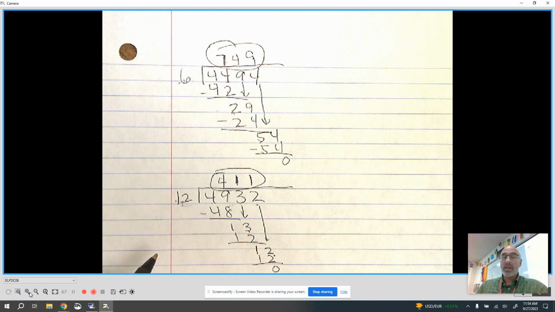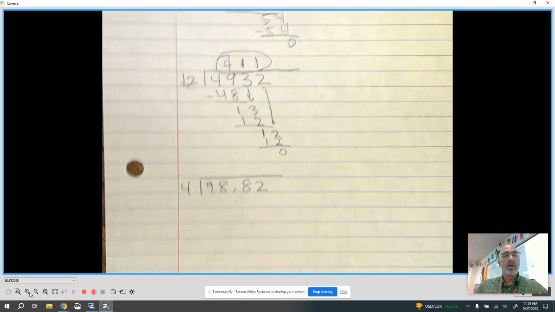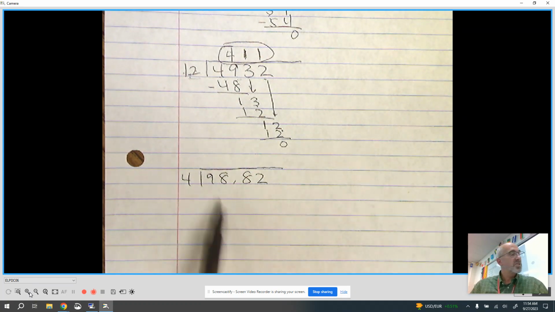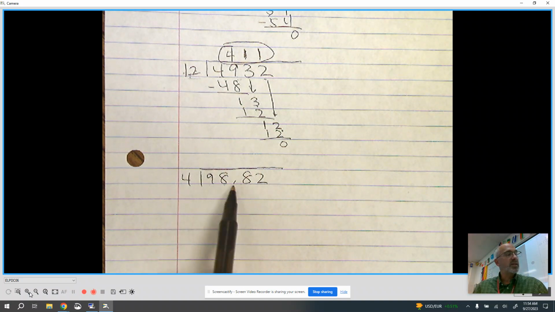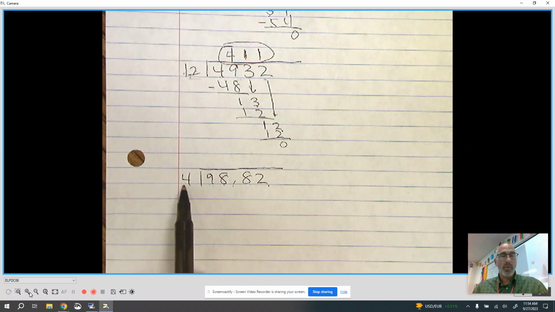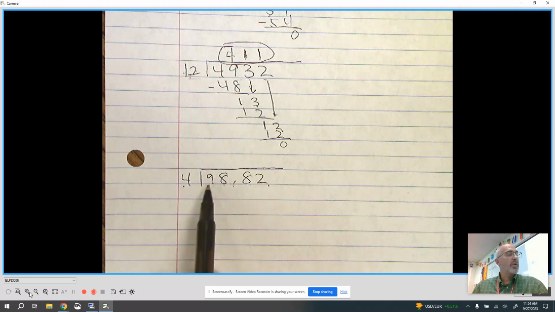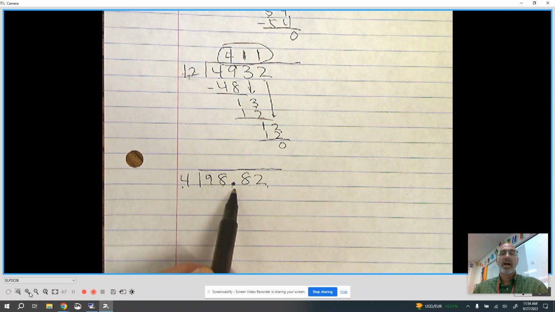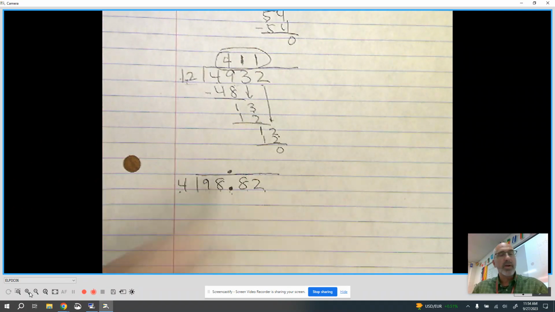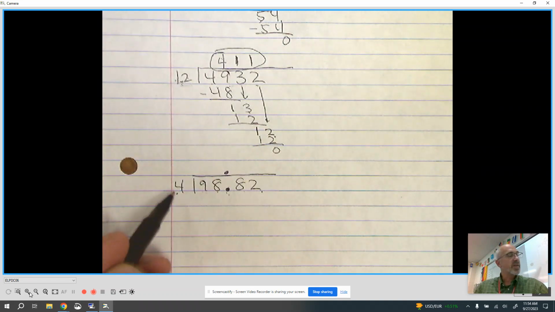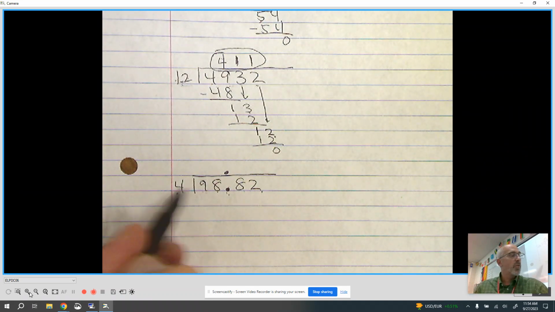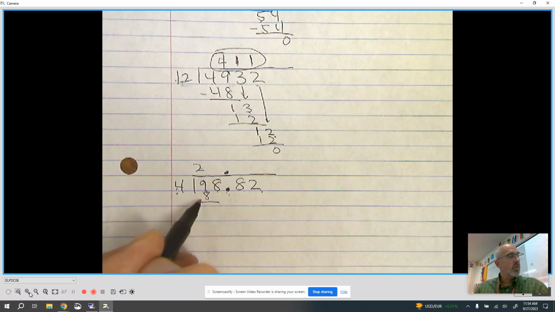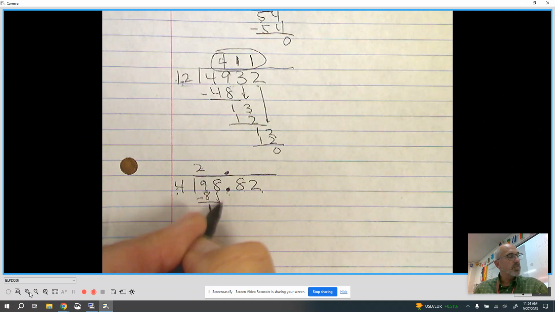Now let's add one thing into this. Let's say we add a decimal to the number inside the box. So we have 98.82 divided by 4. So in other words, how many times does 4 go into this number? Now we're going to address this decimal. When we have this decimal inside the box, we move it up right away above the line. Now let's start dividing. Let's just forget about it. 4 goes into 9 2 times. 2 times 4 is 8. When we subtract, we get 1. Let's bring down the 8.